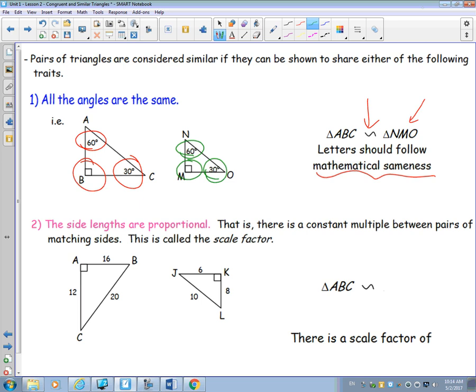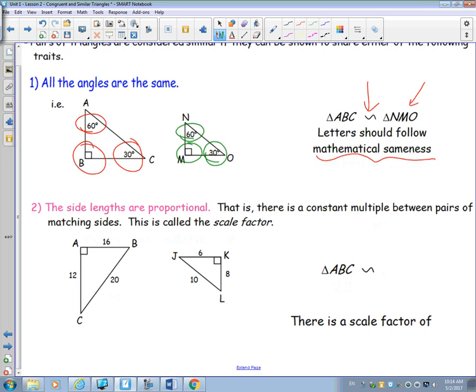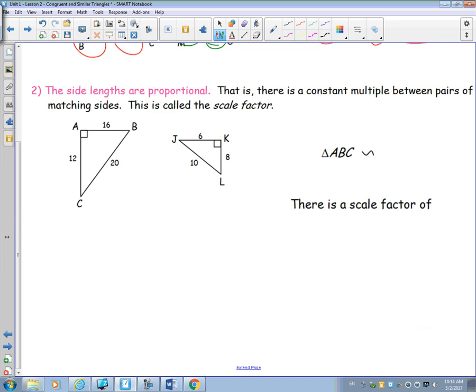So that's option 1, if your angles are the same. Option 2, which is going to allow us to solve problems, is to figure out that the side lengths are proportional. That is, there's a constant multiple between pairs of matching sides. We can call this the scale factor. So if I match up sides in this one here, I'm going to take the biggest side from the first triangle and match with the biggest side of the second triangle. And then try the medium side of the big one and the medium side of the small one. And then the small side with the small side.